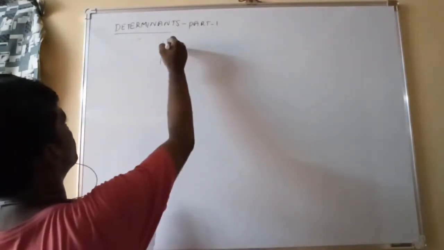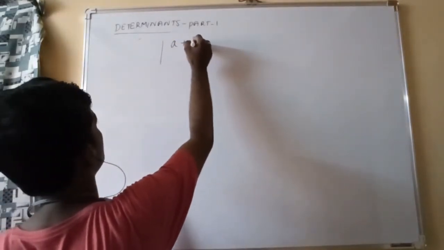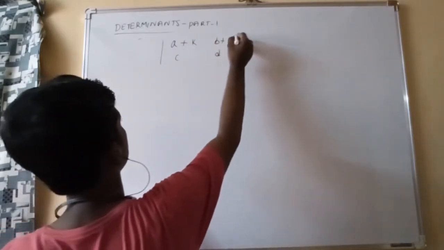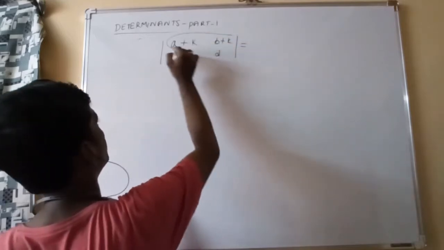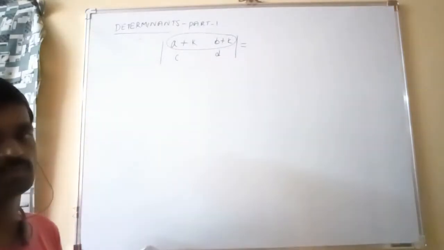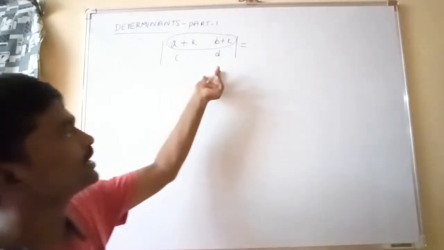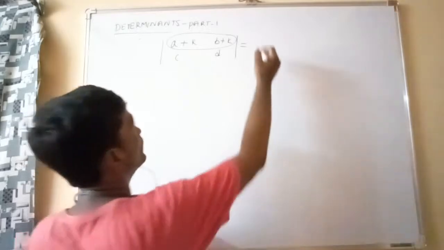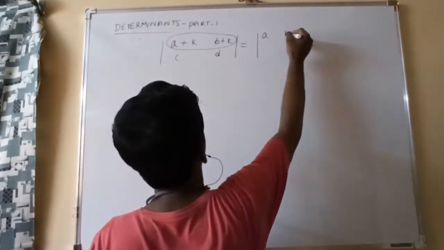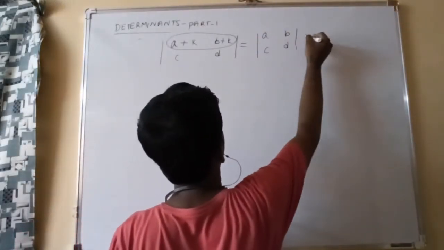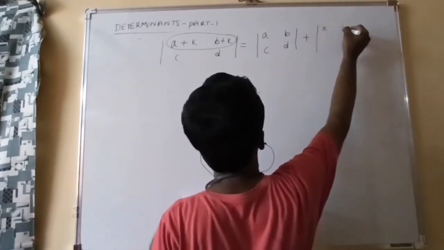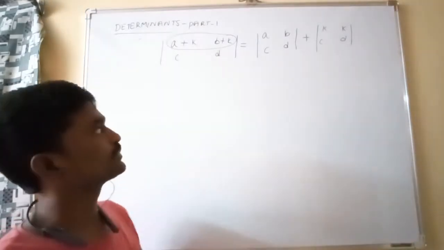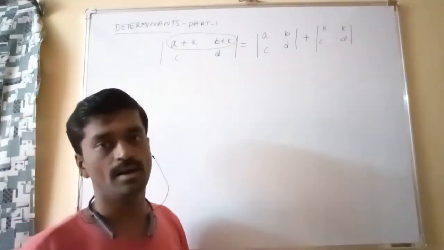That is, determinant of, suppose, a plus k, b plus k, c, d. So here all the elements of the first row are what? Sum of two terms. Then this can be expressed as a sum of two determinants in the same order. That is, det of a, b, c, d plus det of k, k, c, d. So if you expand on both sides, you will get LHS same as RHS.